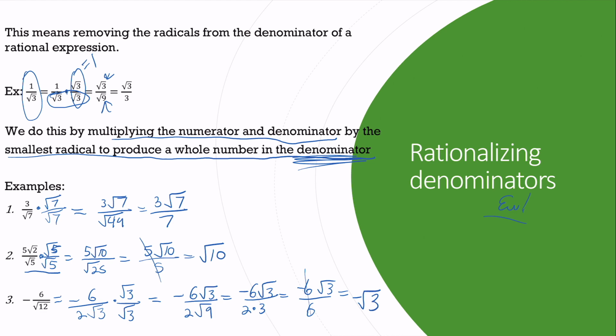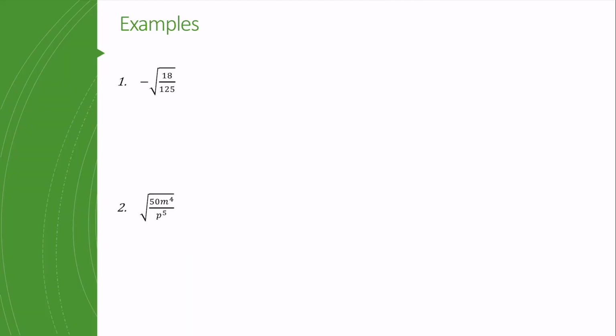So that's how we rationalize denominators when there's only one radical in our denominator. What about if there's more? Or what about if my denominator isn't just a radical by itself? Apparently that's in 2 slides. 2 slides. Now let's simplify these.